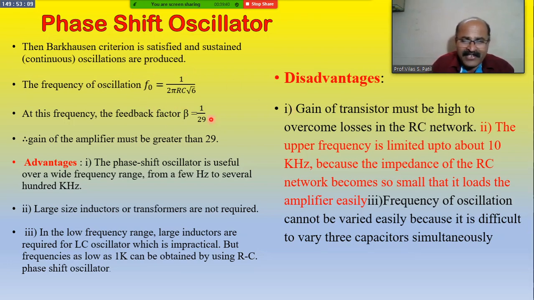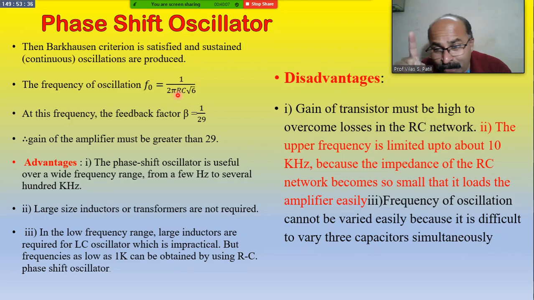Friends, we know that the frequency of the phase shift oscillator depends upon this formula: output frequency is equal to 1 upon 2 pi RC root 6. Okay, if one can simply change the value of the resistance and the value of the capacitor, then we are able to vary the frequency.